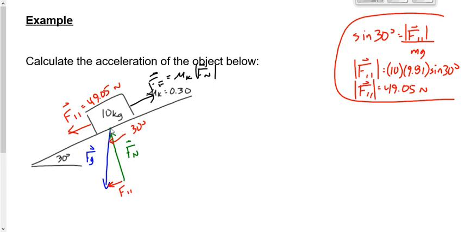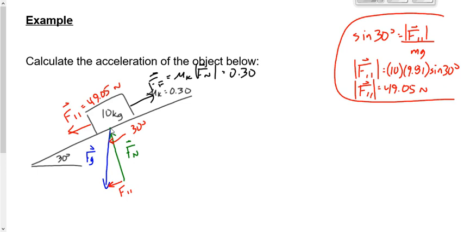What's the normal force? We know what mu is. It's 0.30. What's the normal force? 10 times 9.81, right? Wrong. What's Fn, Haley? Not sure? At least you knew it wasn't 10 times 9.81.